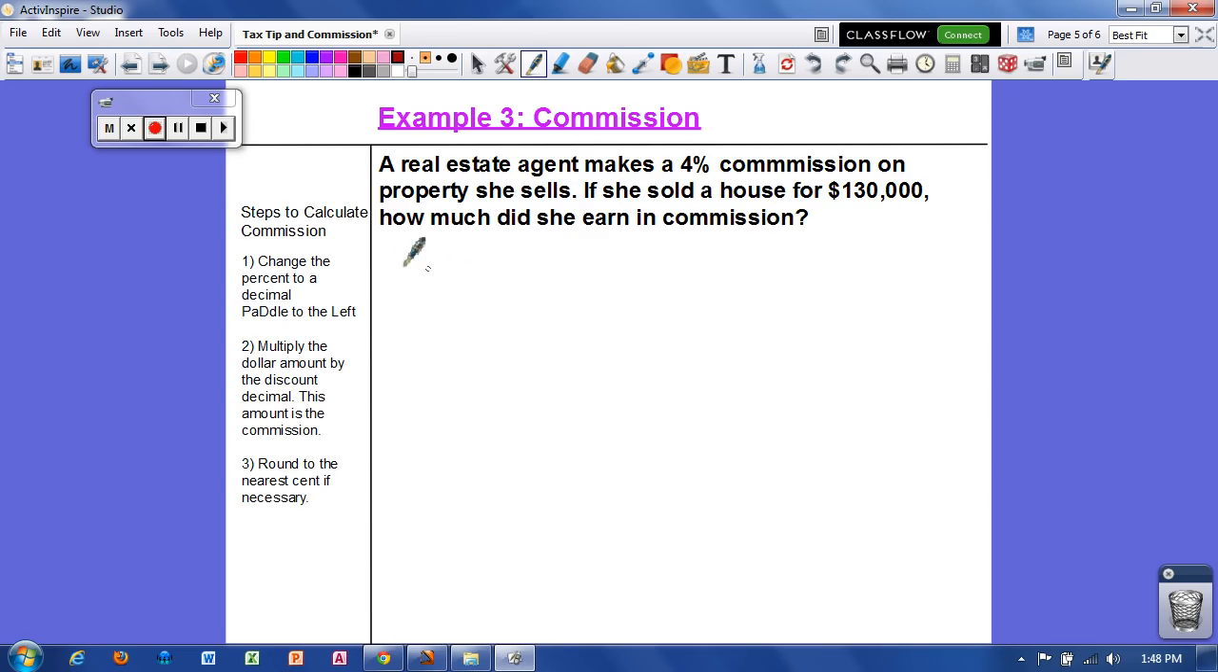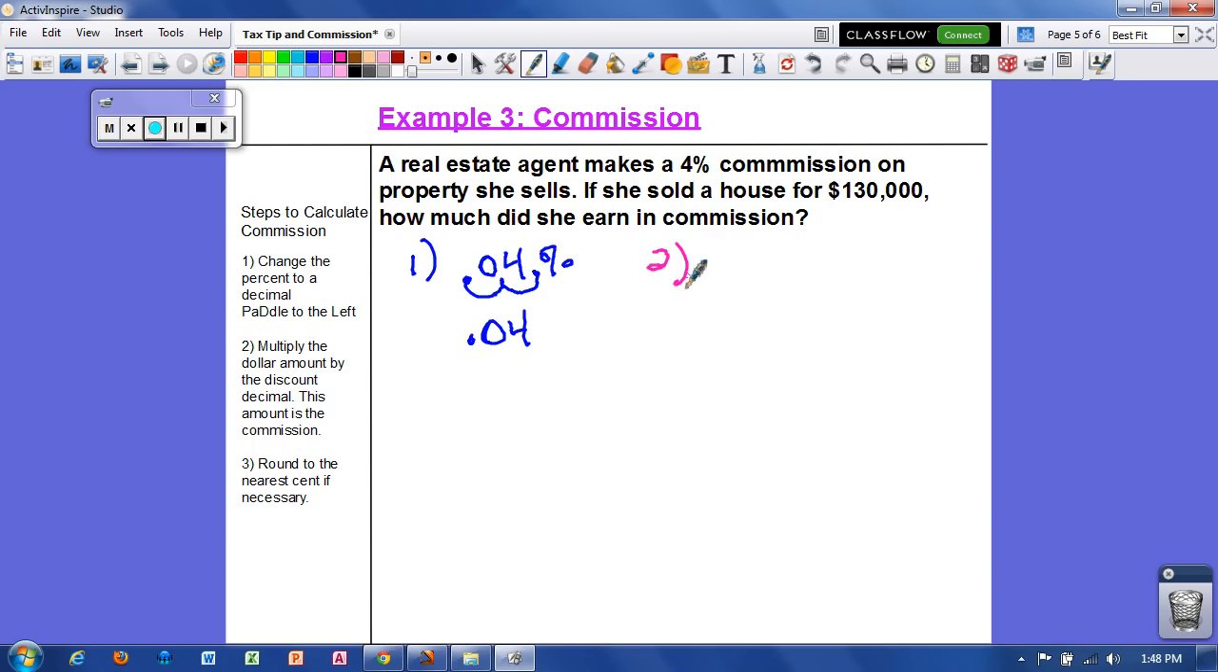All right, a real estate agent makes a 4% commission on property she sells. If she sold a house for $130,000, how much did she earn in commission? All right, so step 1, we want to change the percent to a decimal. We have 4%. Percent to a decimal, we want to paddle to the left, so I'm going to go 1, 2. Remember, empty space gets filled with a 0. So this is 0.04.